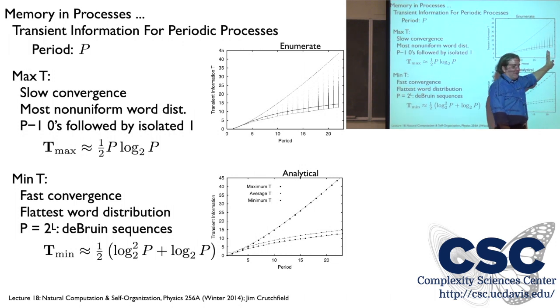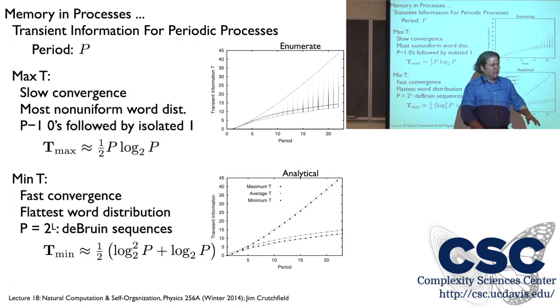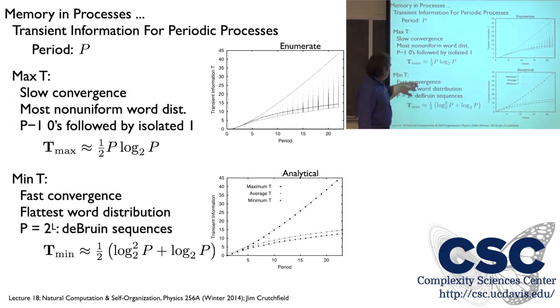So what's interesting here is now we start to realize that even for periodic processes, which probably up until today we were kind of considering boring, there's a wide diversity in how they will appear to us and how we can synchronize to them. So these are the estimated upper and lower bounds, and it turns out there's an analytical theory for this. The maximum transient information goes like this in terms of the period, half p log p.